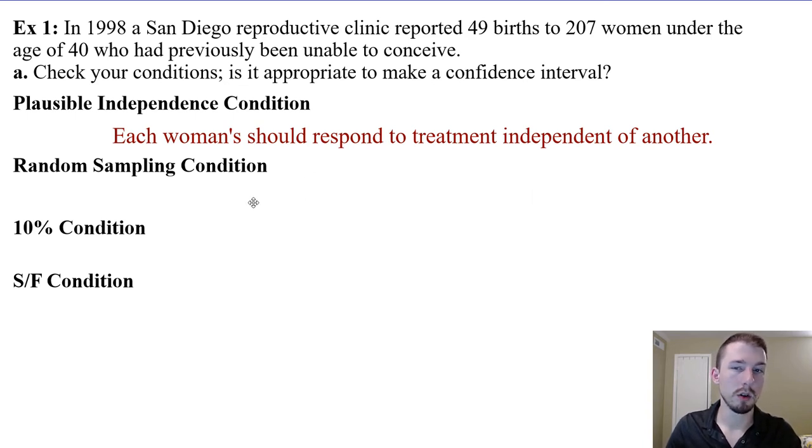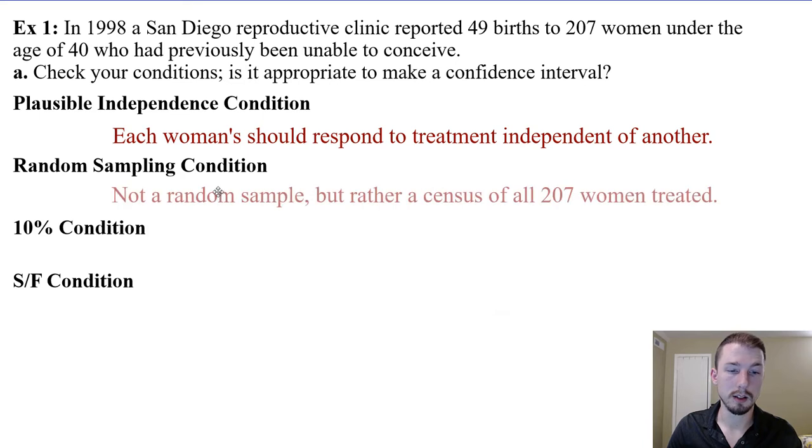Randomization condition. So this was not a random sample. In fact, this was a census, because we have information about all 207 women from 1998 who visited the San Diego reproductive clinic and sought treatment. So there's no reason to really sample in this case. So it's not a random sample, but a census of all of them, which is actually okay.